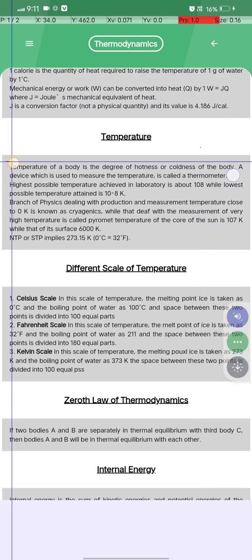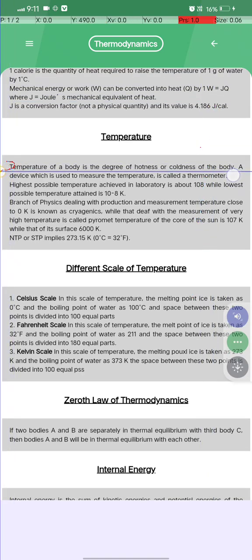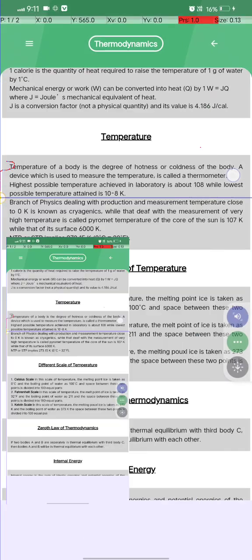उसका टेम्परेचर क्या होता है? Temperature of a body is the degree of hotness or coldness of the body. A device which is used to measure the temperature is called a thermometer. Highest possible temperature achieved in a laboratory is about 10^8 K, while the lowest possible temperature is about 10^-8 K. Okay.